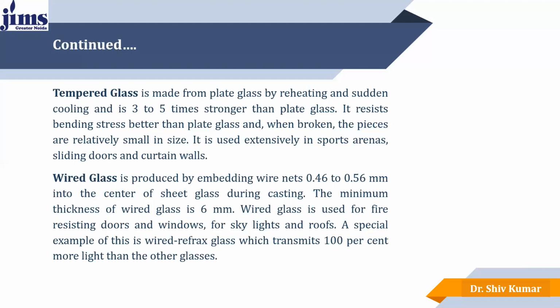Wired glass. It is produced by embedding a wire of 0.45 to 0.56 mm into the center of sheet glass during casting. The minimum thickness of the wired glass is about 6 mm. Wired glass is used for fire resisting doors, windows, and for skylights and roofs.